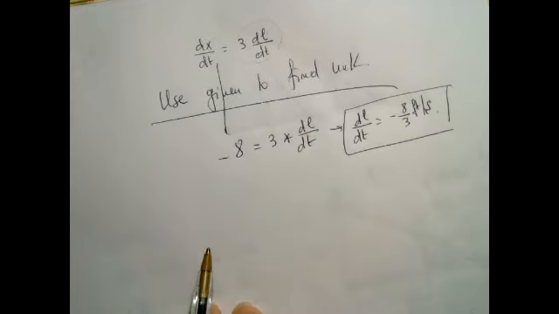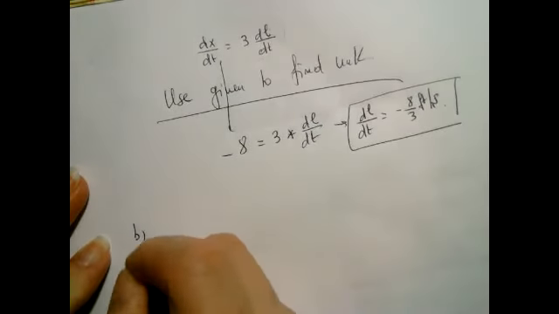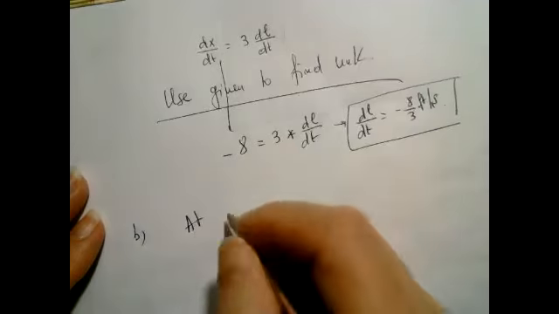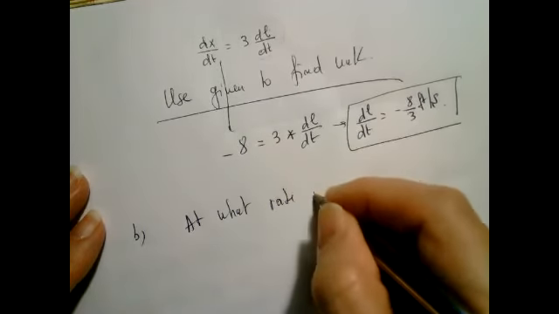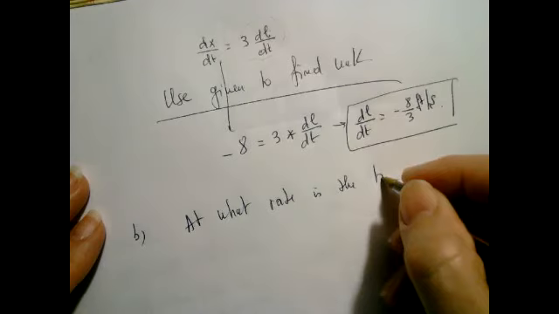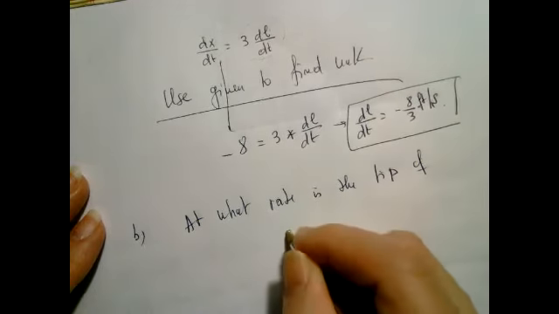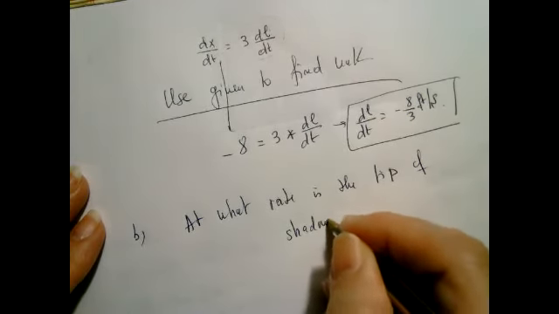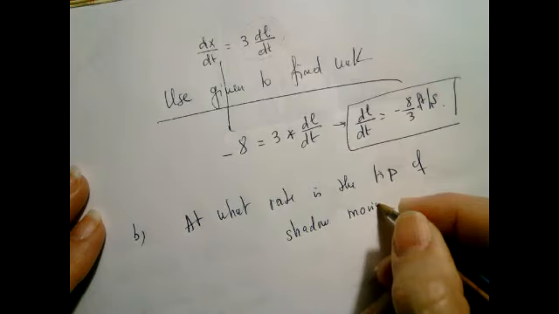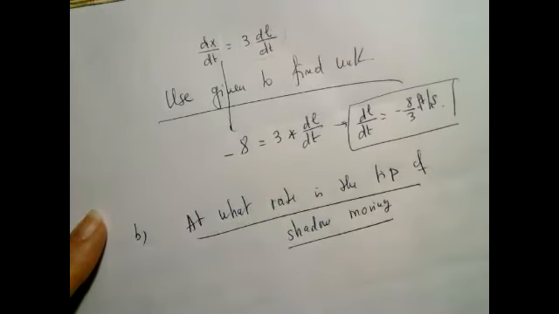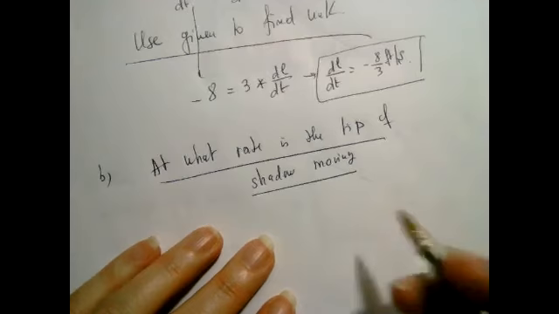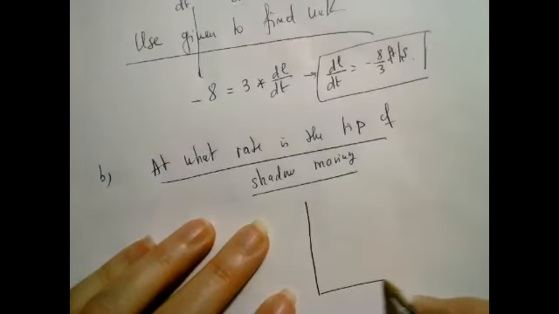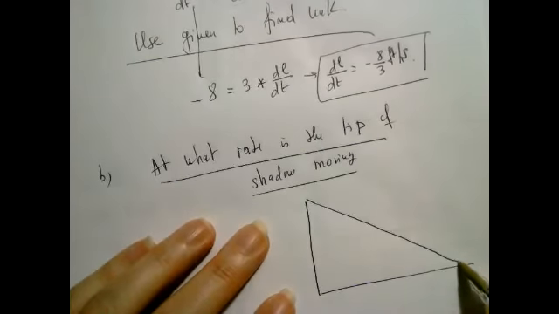What else? Part B: at what rate is the tip of her shadow moving? Let us see, what do they mean by that? At what rate is the tip of her shadow moving? Okay, so what do they mean by this question? The tip of her shadow. So let me draw the picture again and let's make sense out of this.